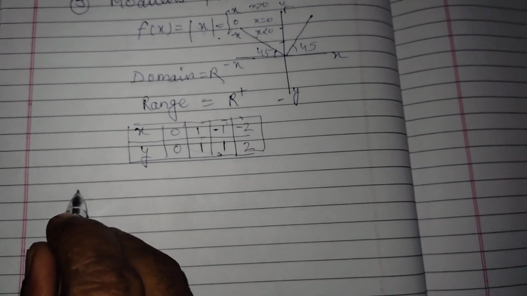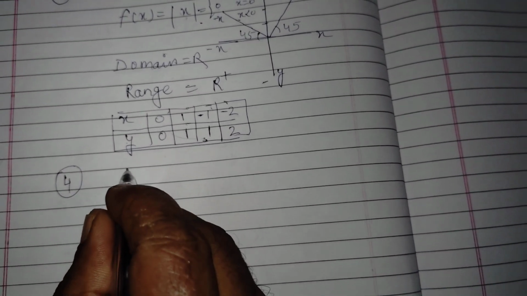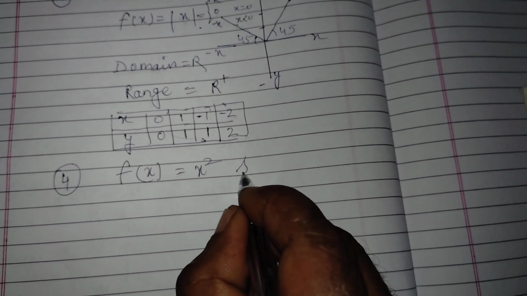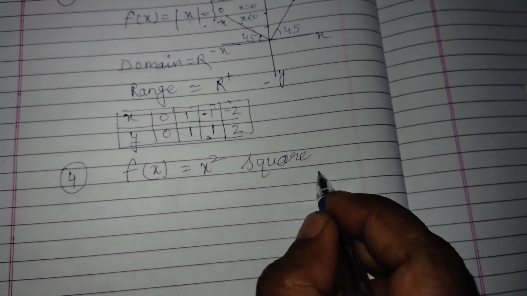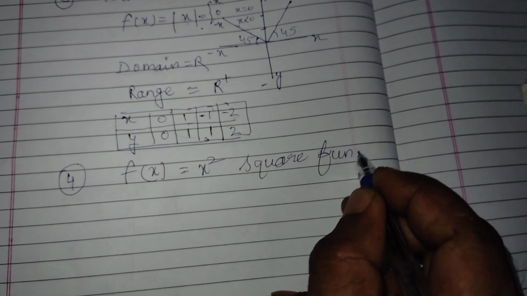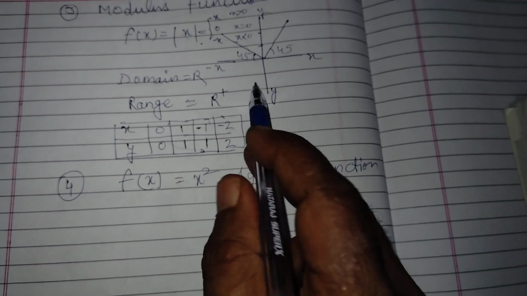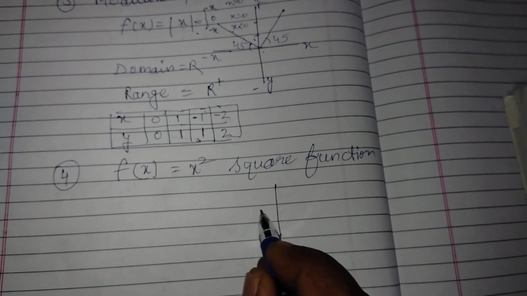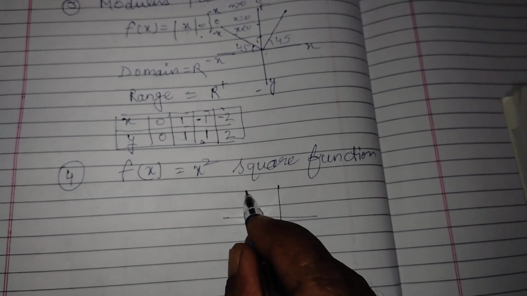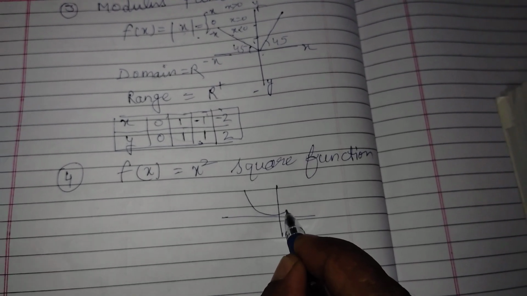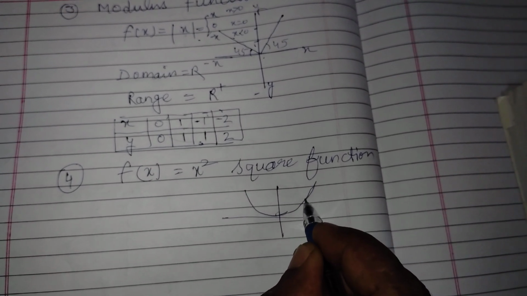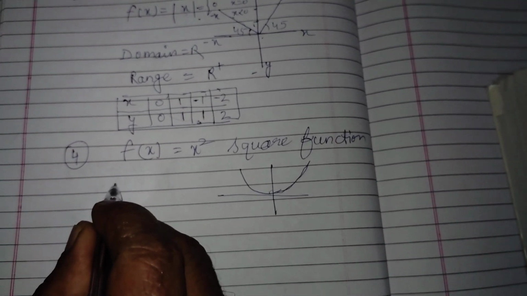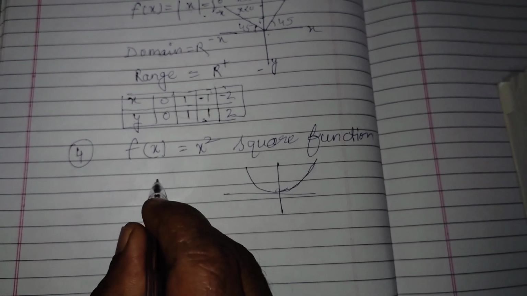Next, the fourth one, after the third one, is the square function. In the modulus function you see a straight line, but in the square function you see a parabola. Y equal to x square, this is the parabola. This is the graph of the square function, and its equation is f of x equal to x square.